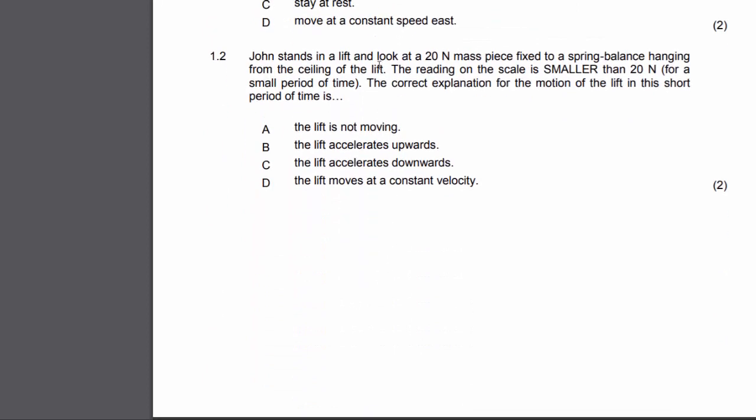John stands on a lift and looks at a 20 Newton mass piece fixed to a spring balance hanging from the ceiling. The reading on the scale is smaller than 20 Newton. Let me draw this for you, maybe that's helpful. Here we have a 20 Newton mass hanging on a scale. But the reading on the scale is less than 20 Newton.